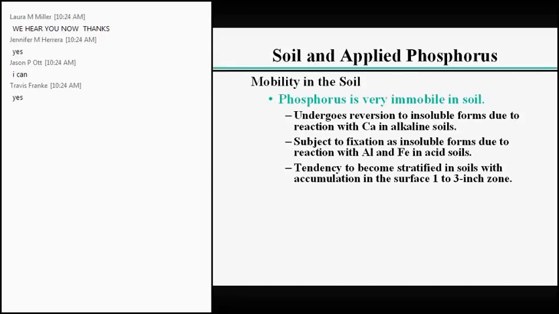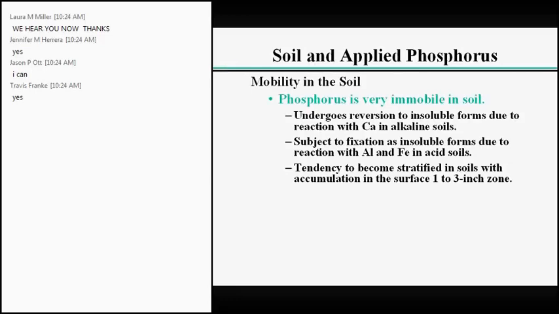Now, because phosphorus does not move readily in soils, it has a tendency to become stratified in soils. This is because we don't till our soils nearly like what we used to, especially from an agriculture standpoint. Around our homes, we may till our flower beds in some areas. We may till our gardens to a certain extent, but we don't till our lawns.